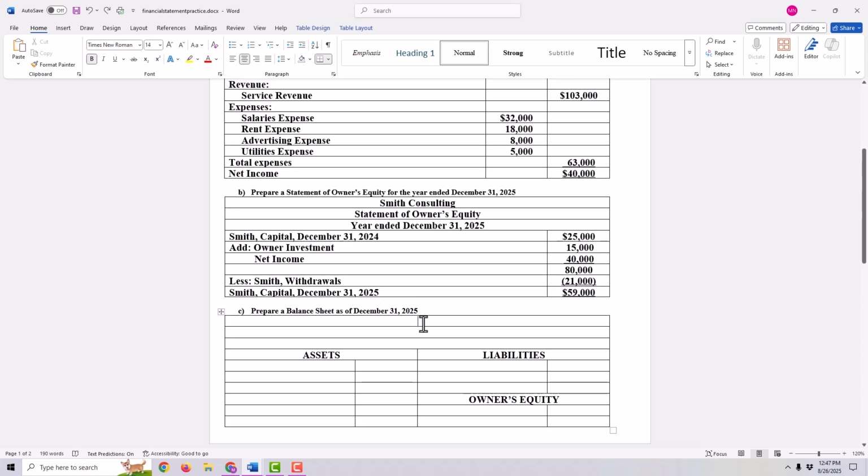Okay, now we're going to go ahead and prepare the balance sheet. So I would do the same heading, the name of the company. This is a balance sheet. And then for the date on the balance sheet, you would just have the date on the last day of the year. We're doing it as of December 31st, 2025. So you're looking at what they had at year end.